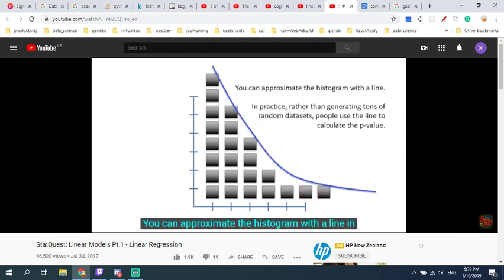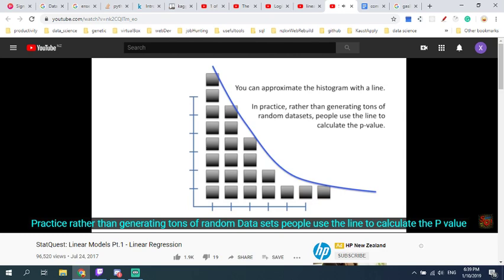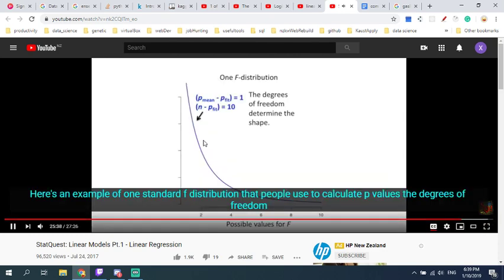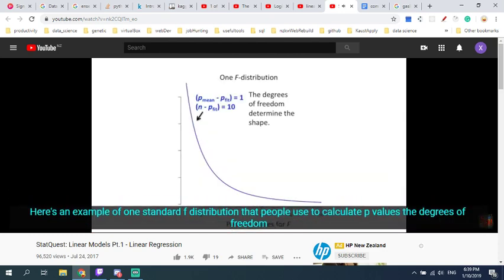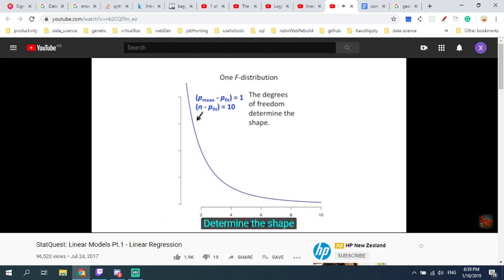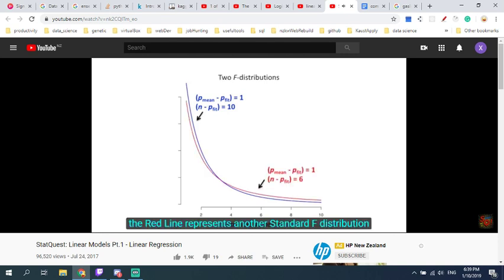Bam! You can approximate the histogram with a line. In practice, rather than generating tons of random data sets, people use the line to calculate the p-value. Here's an example of one standard F distribution that people use to calculate p-values. The degrees of freedom determine the shape. The red line represents another standard F distribution that people use to calculate p-values.